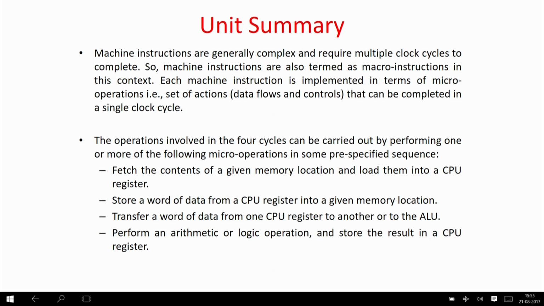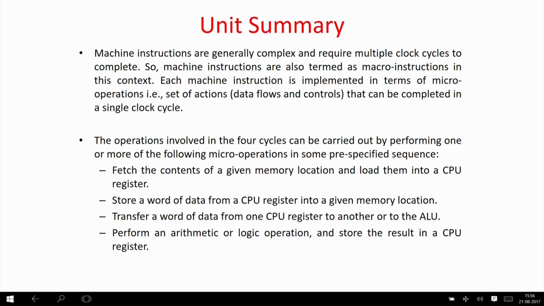As I told you, machine instructions are generally complex and require multiple clock cycles to complete. That is, if you have an indirect machine instruction, that is add indirect A 3030, that means the location of the variable which has to be added with A is not available at 3030. At memory location 3030, you will find another address and you have to go to that address, there you will get the actual value which has to be added with A. So, it is indirect mode of addressing.